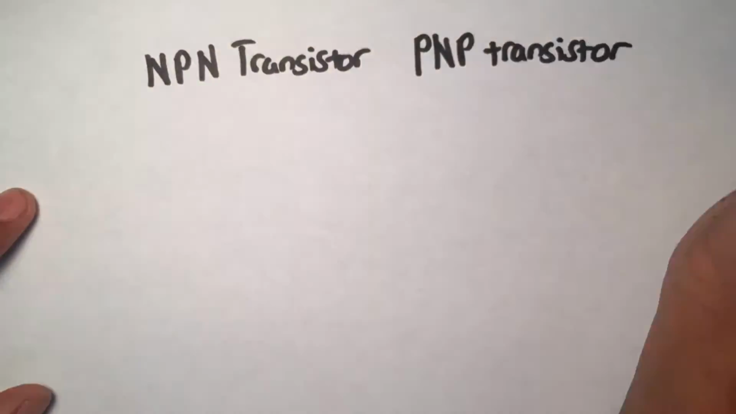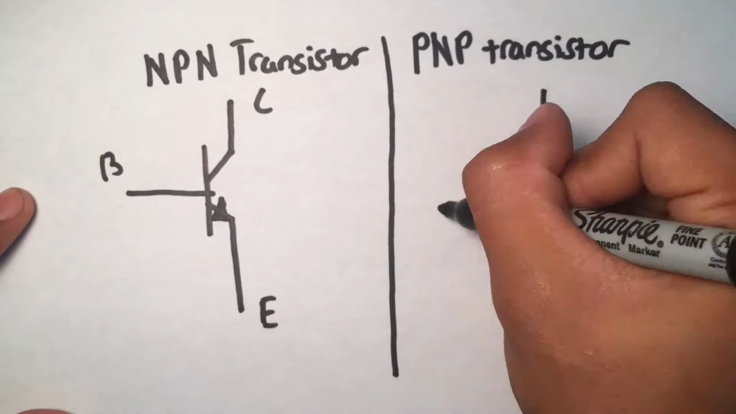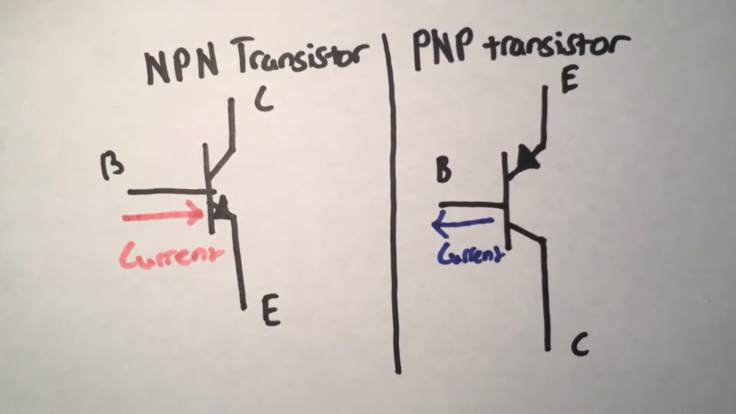A PNP bipolar transistor is different in that the current flows from the base instead of to the base to turn the transistor on. Also, current flows from the emitter to the collector instead of from the collector to the emitter.